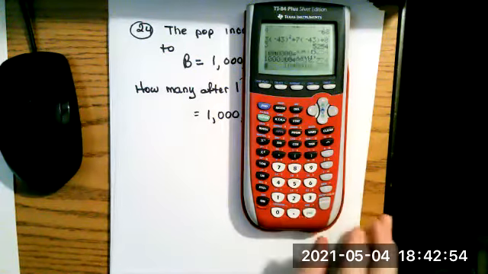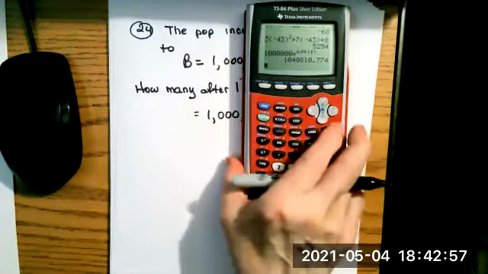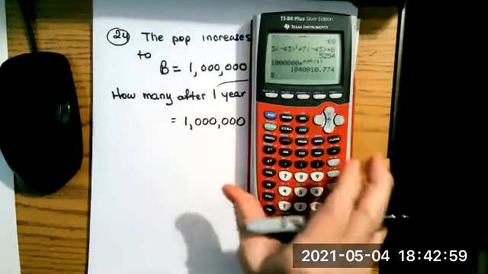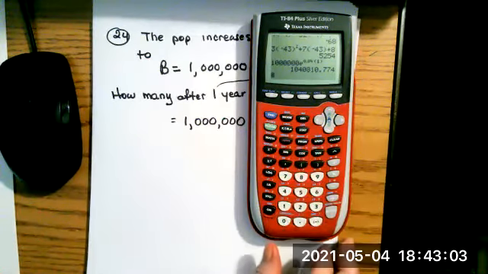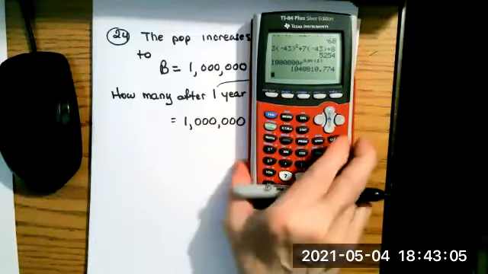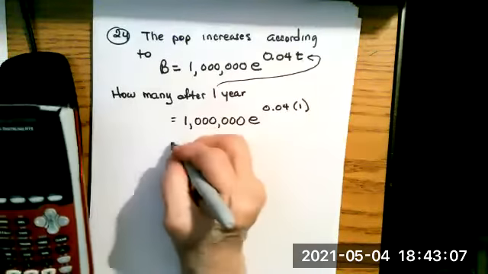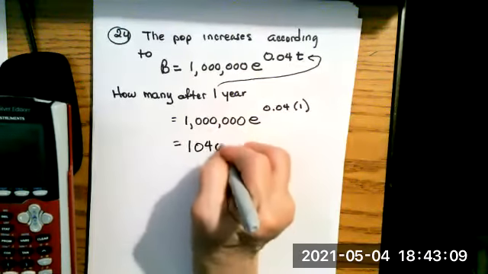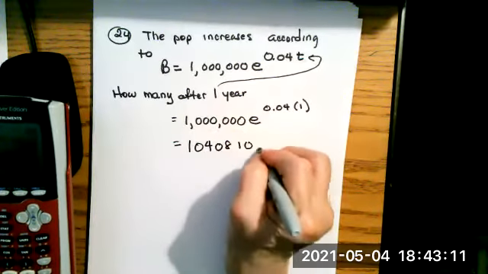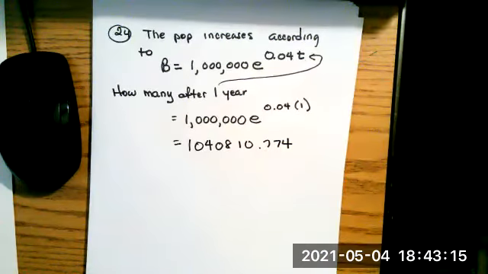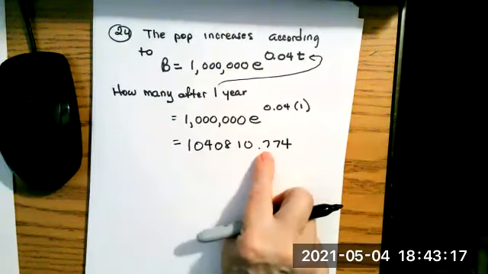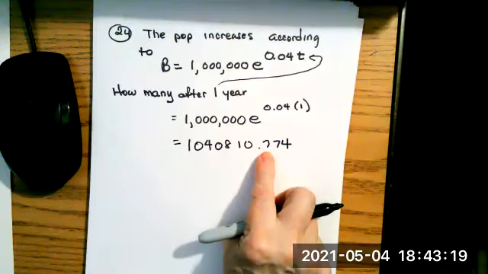And then when I put enter, I get this number: 1040810.774. So I'm going to write that down, and I'm going to show you how we round this, because we had so many people that did rounding errors. These are people, so you can't have 0.7 of a person. You either have a person or you don't. Even if you're pregnant, you can't have a 0.7.